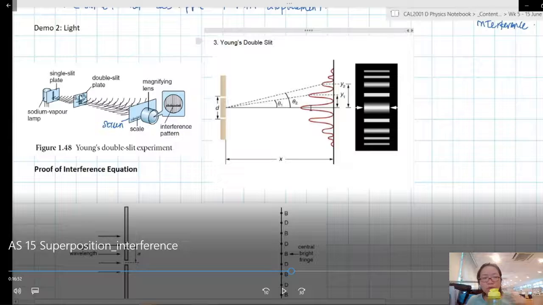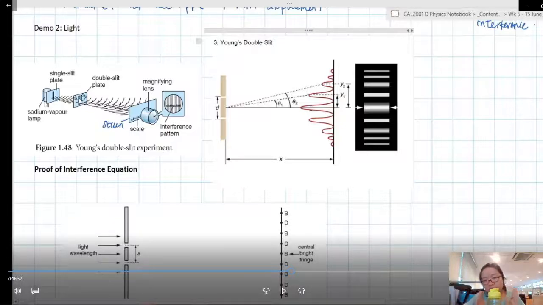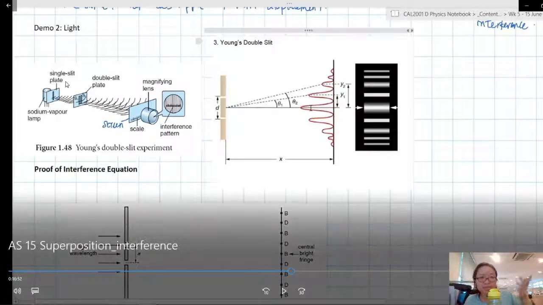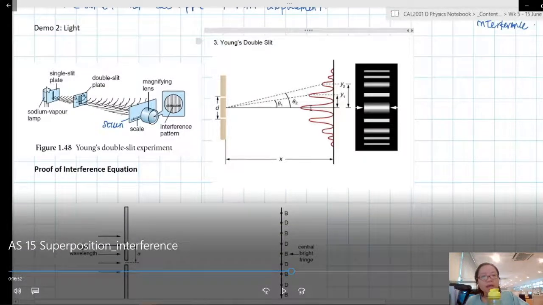When the light passes through a slit, if you remember in your IGCSE, there's a phenomenon called diffraction, where the wave will spread out after it passes a slit. The wave will pass through this one. You have a sodium vapor lamp here because it creates light with one wavelength. I'll write that down later for you. Once at this point, the light wave will spread out, and then it will meet the double slit plate.